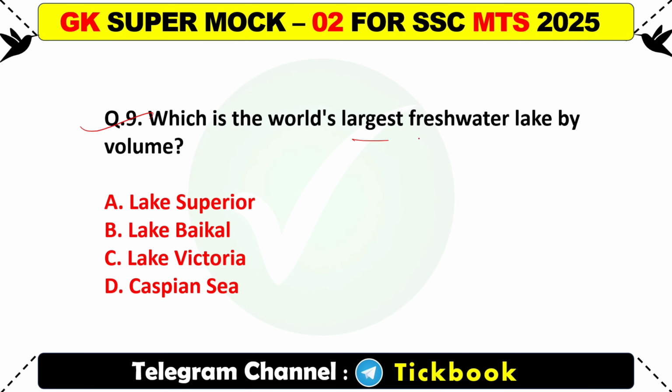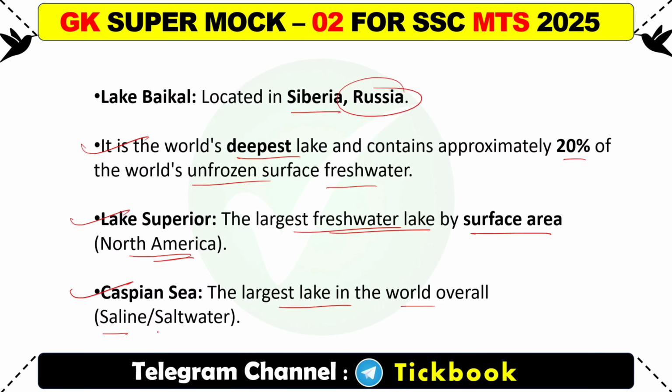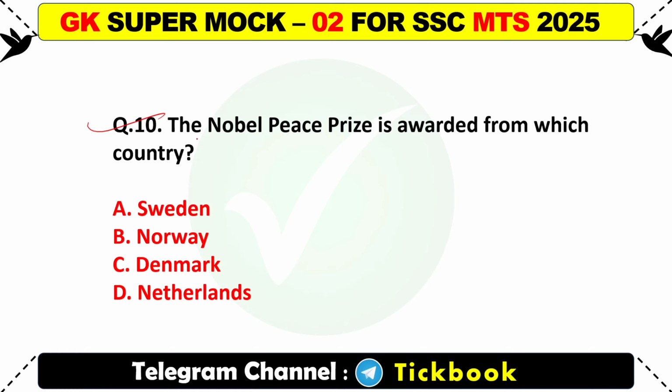9. Which is the world's largest freshwater lake by volume? Option number B, Lake Baikal. Located in Siberia, Russia. It is the world's deepest lake and contains approximately 20% of the world's unfrozen surface freshwater. Lake Superior, the largest freshwater lake by surface area, is located in North America. Caspian Sea, the largest lake in the world overall, is saline, salt water. Very important details.